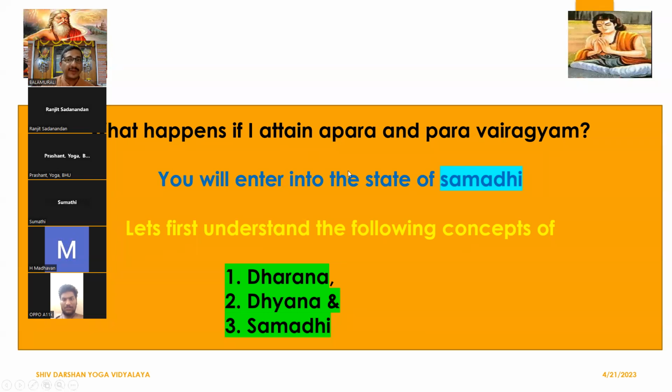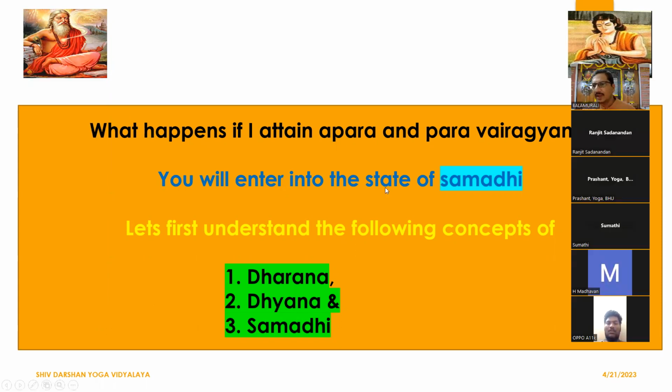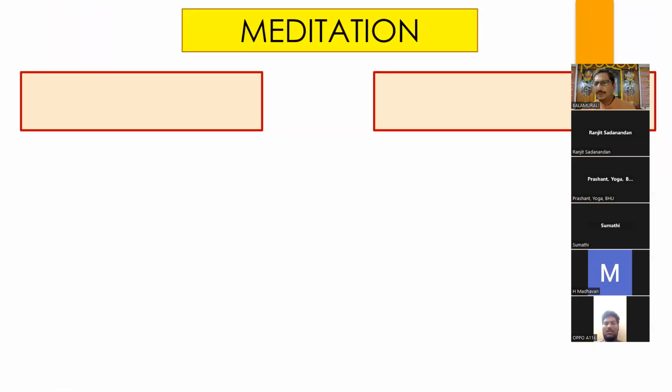Perfect. So if I get detached from my mind, from all the objects is Apara Vairagyam. Para means from the mind itself. Then I will get into Dharana, Dhyana, and Samadhi. I will qualify for it. So let's first understand the concepts. What is Dharana, what is Dhyana, and Samadhi. So before that, we will get one more essence. I need a participation from all of you.